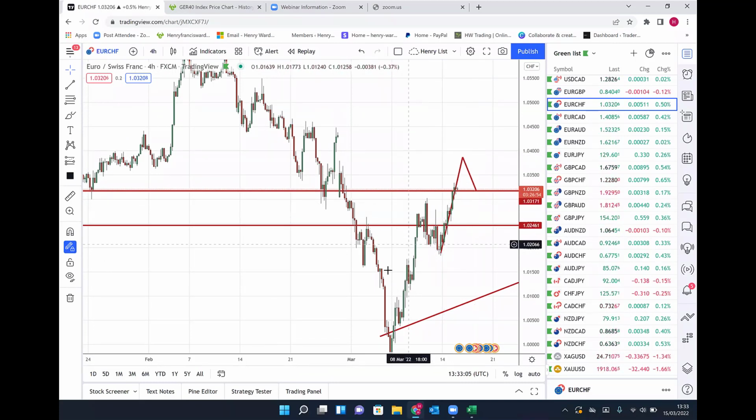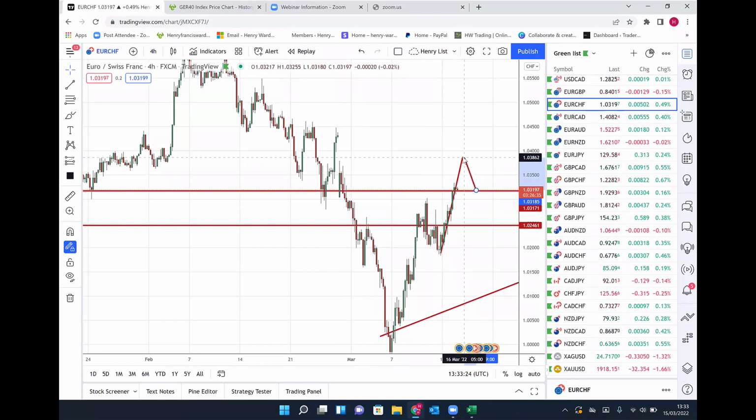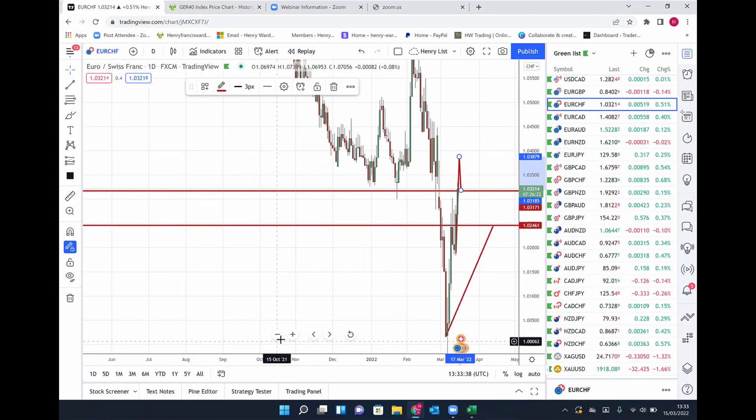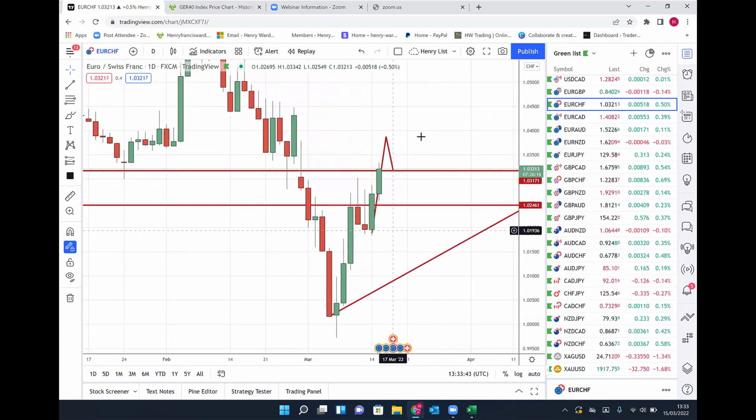Now, some of you might say, well, Henry, there's an inverse head and shoulders. There's a left shoulder, there's the head, and there's the right shoulder. There's the neckline through here, and we've just broken the neckline. Could I argue against that? No, I couldn't, because that's what we have there. We do have that inverse head and shoulders. But the problem is that trend generally continues and the overall trend here is down. Okay, but keep an eye on this because this could be the beginning of a little upward momentum on euro.